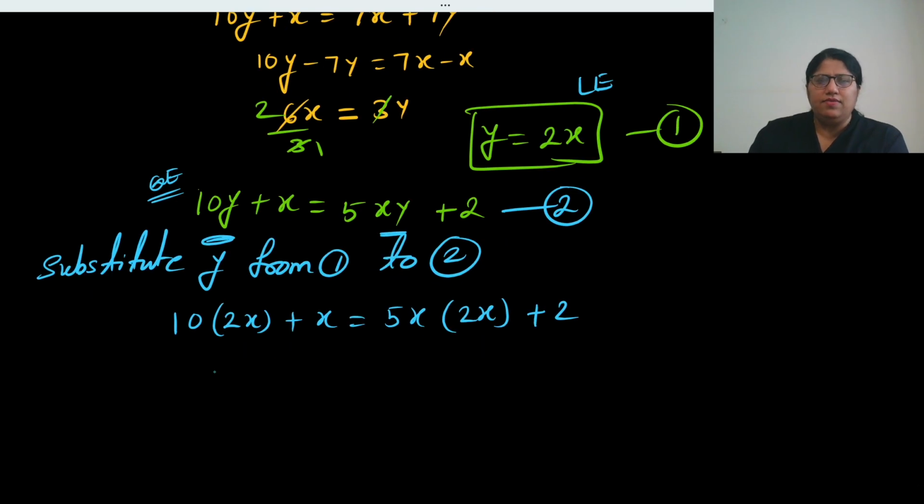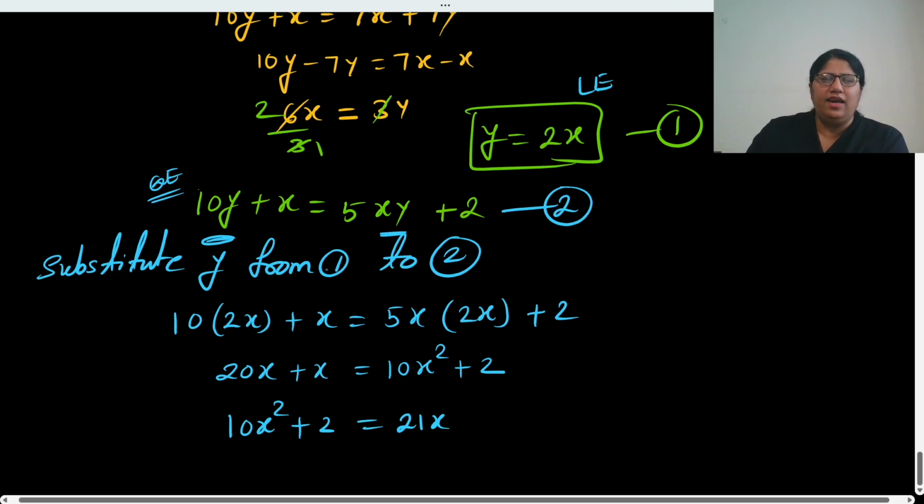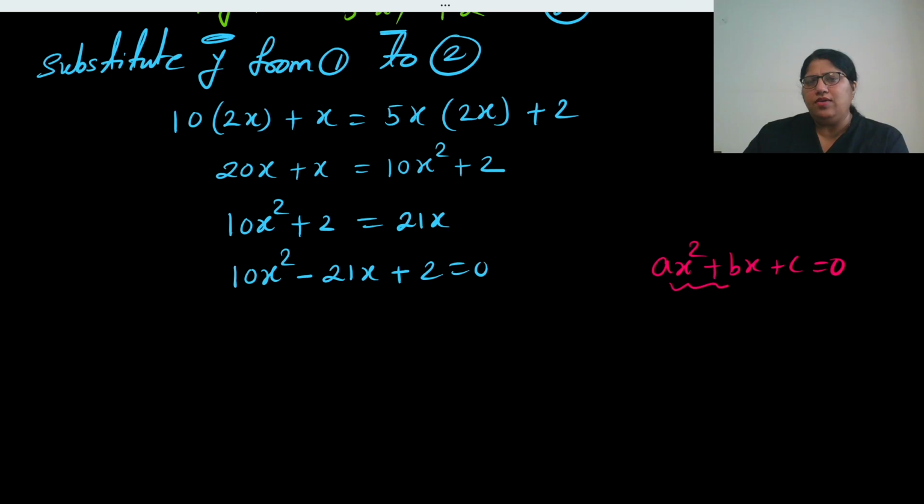Now simplify this. We are getting here 20x plus x equals 10x square plus 2, right? So 20x plus x is 21x, I can rearrange this, and you know that this is a quadratic equation, should be written in ax square plus bx plus c equals 0 form. So it will be 10x square minus 21x plus 2 equals 0. Any quadratic equation must be brought to this form so that you can follow factorization or the quadratic formula.